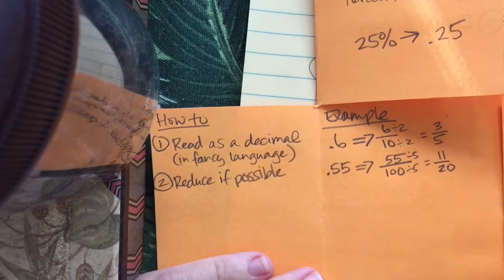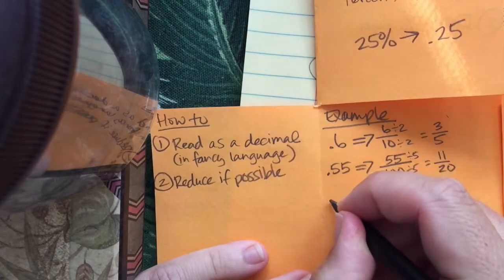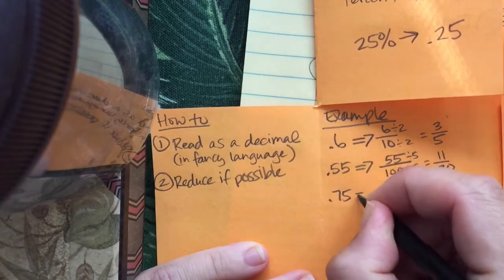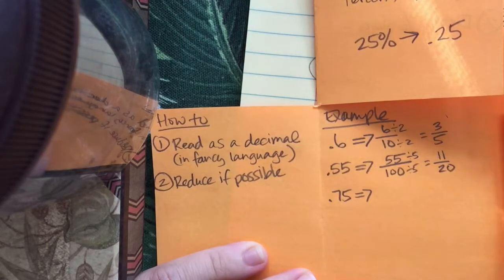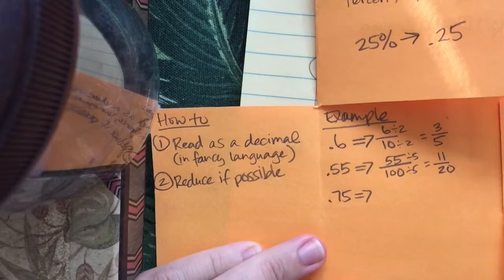Let's do another one. Let's do 0.75. Go ahead and do that one on your own, and I'm going to do it quietly on my paper.